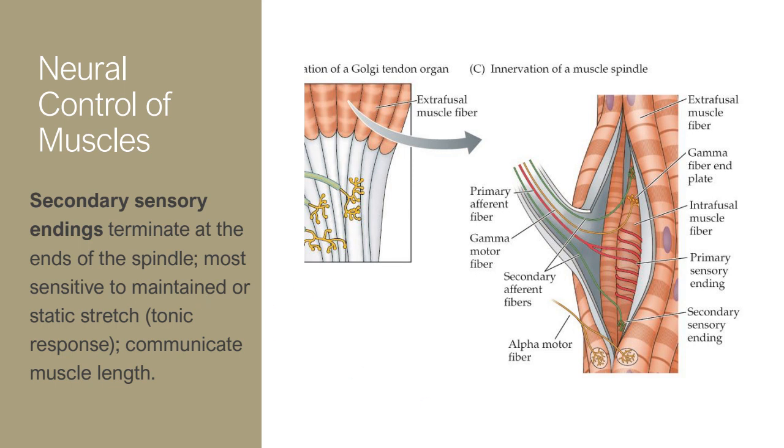The secondary sensory endings terminate at the ends of the spindle here and here, whereas these primary ones wrap right around. The secondary sensory endings are most sensitive to a static stretch and indicate length only. So the secondary sensory endings don't give information about velocity. They only give information about the length of the muscle stretch.